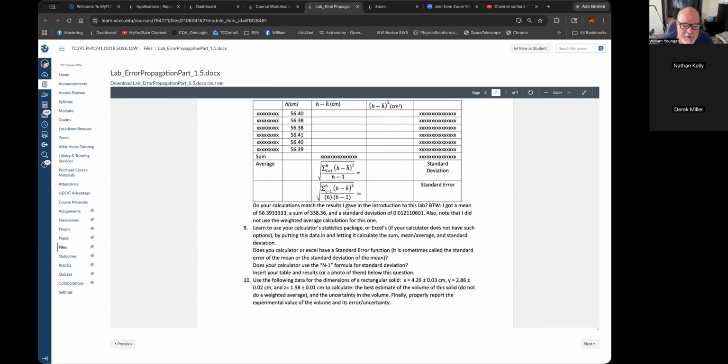I ask you, do your calculations match the results I gave in the introduction to this lab? And then number 9, learn to use your calculator statistic package or Excel's if your calculator does not have such options by putting this data in and letting them calculate the mean. Does your calculator or Excel have a standard error function? In other words, you're looking to see when you plug these numbers into your calculator or into your Excel, does some number spit out that is the equivalent of our standard deviation, the 0.0049.